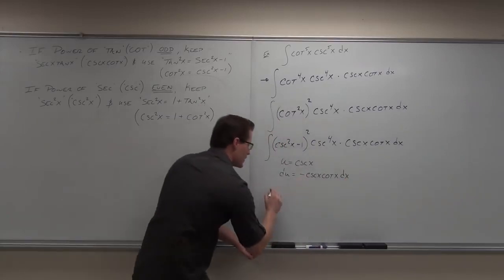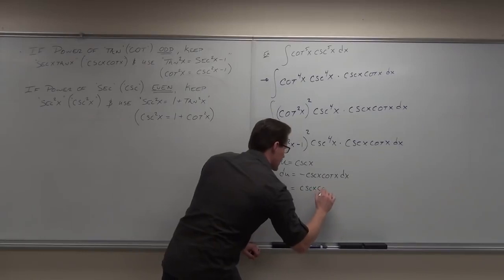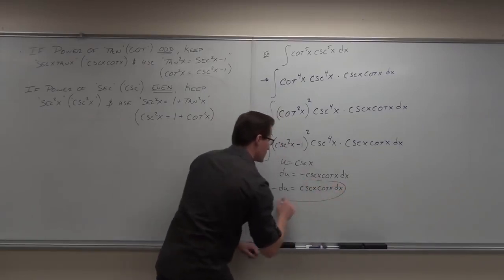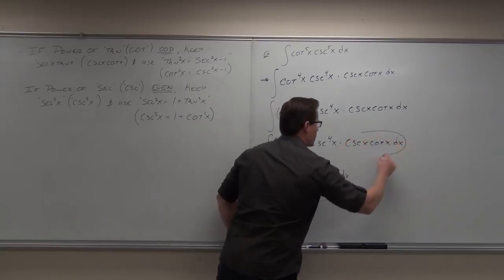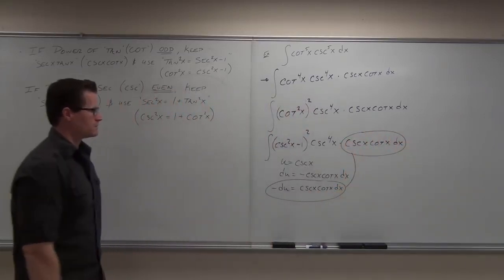Let's switch over that negative. So negative du equals cosecant x cotangent x dx. And now this is exactly what we have here. And that'll let us do our substitution.